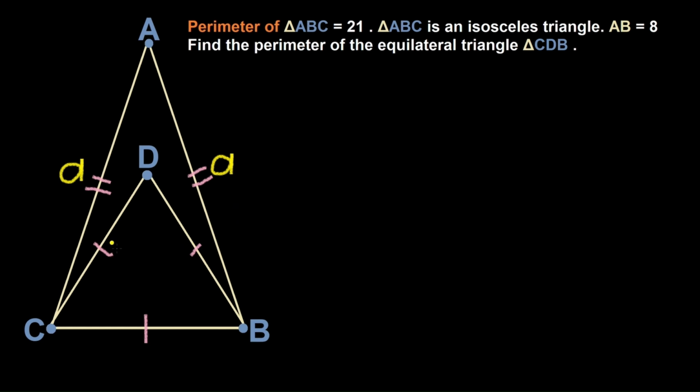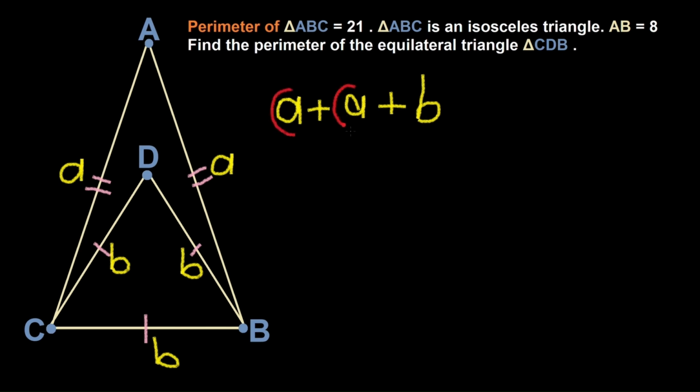And let's name CD, DB, and BC as B, because these three sides are also equal to each other. The perimeter of the triangle ABC is A plus A, because these are its two equal sides, plus B. Now these two sides and these two A's are here and here. We are finding the perimeter of ABC, and this B is down here, the third side of the triangle ABC.